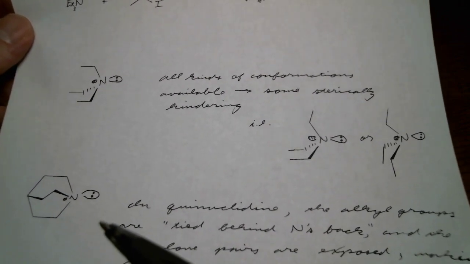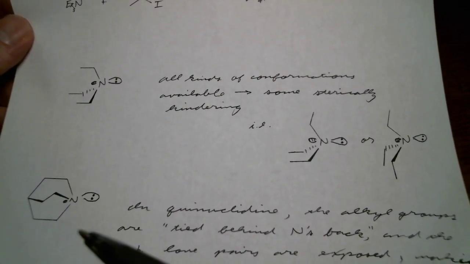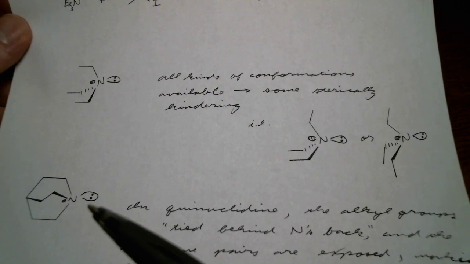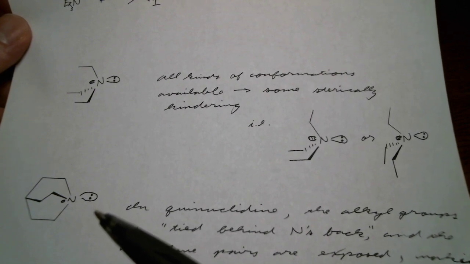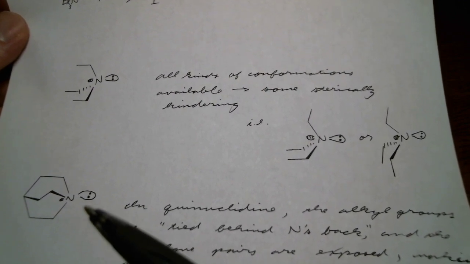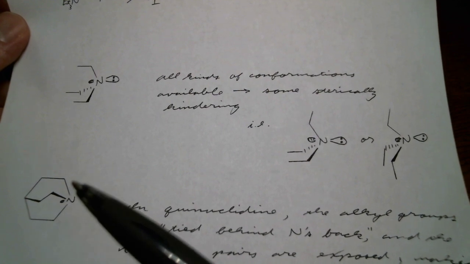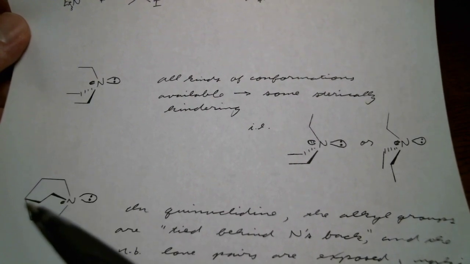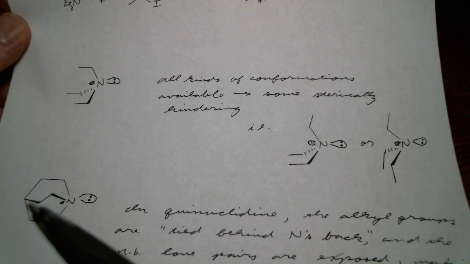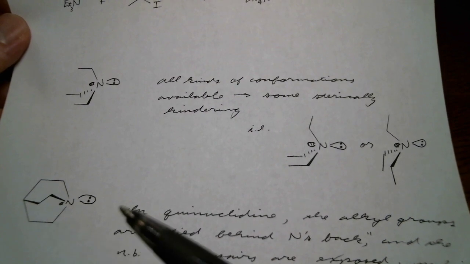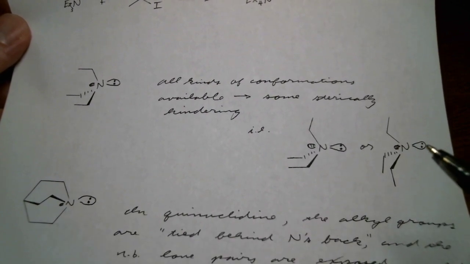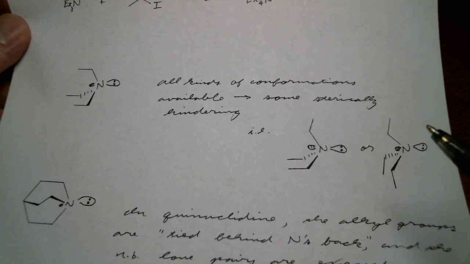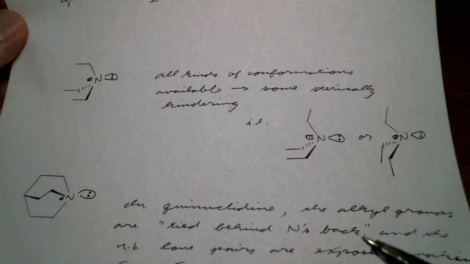Quinuclidine, on the other hand, this is another way of representing it in bond line, its lone pair of electrons is fairly exposed. So why is it exposed? Well, those ethyl-like groups are tied behind its back with that tertiary carbon joining them. So they can't wander out in front of the lone pair of electrons and protect it from the electrophile.